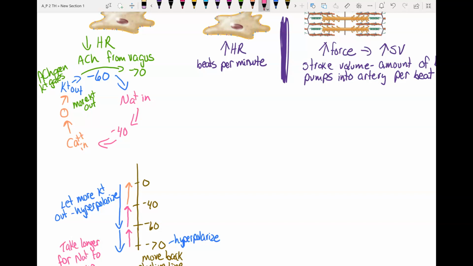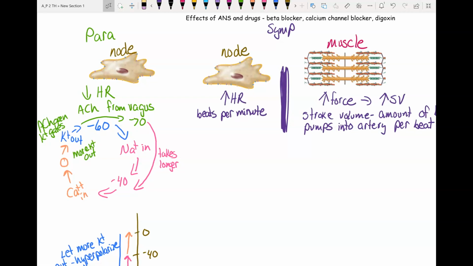So then you've moved back the starting line for sodium. Sodium has to start at a lower number. So this part takes longer. And you have therefore slowed the heart rate. Okay, so that is the effect of parasympathetic.